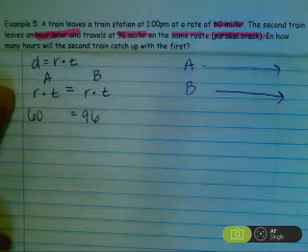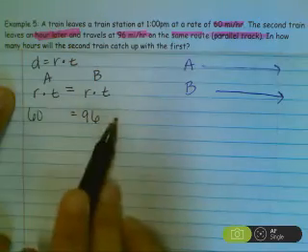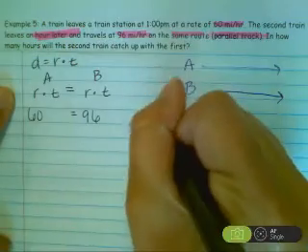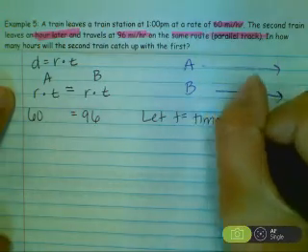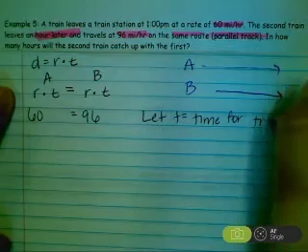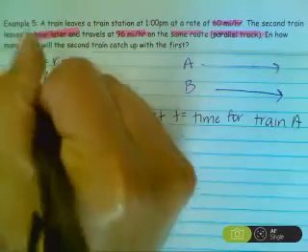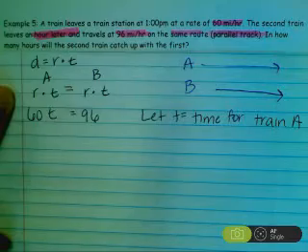I do need to set a time. I either need to make my time equal to train A or train B. I'm going to just go make it simple. I'm going to let T equal the time for train A. So on the left side of the equation, it's just 60 times the time.